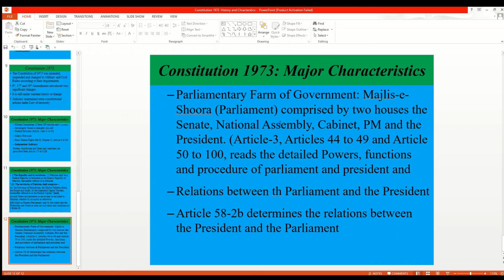Article 58(2)(b) determines the relations between the President and the Parliament. With changes in this article, sometimes the balance goes in favor of the President and sometimes in favor of the Parliament. However, these powers are well defined in the Constitution of Pakistan.